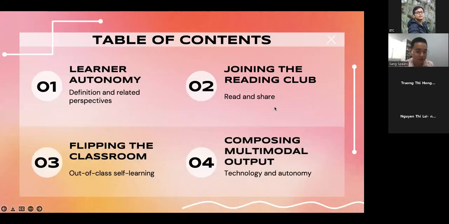But before I start, I really want to know whether you are able to listen to me clearly. Hello? Am I making myself clear? Or should I slow down my speed, please? Okay.